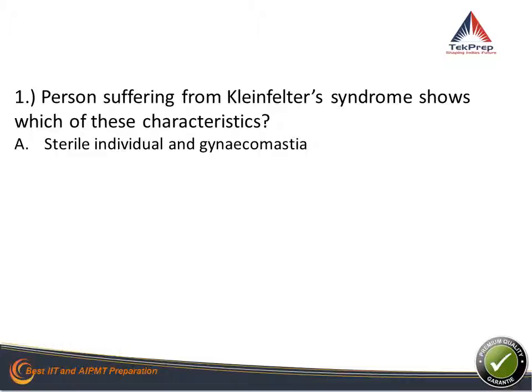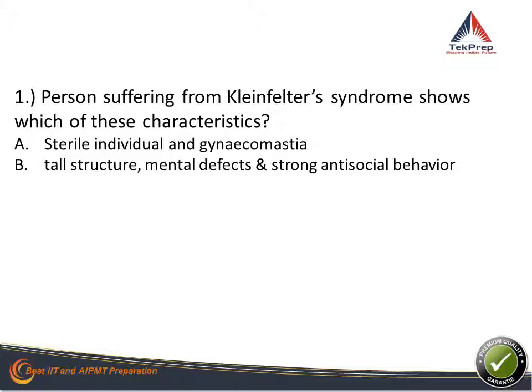So sterile individual and gynecomastia, well, that looks like a very good right option, but however, look at the second option. They are tall structured, have mental defects and have strong antisocial behavior. Well, let me start from the back, which is strong antisocial behavior. A person with KS is normally quieter, less assertive, less physically active, more helpful and eager to please, and more obedient or more ready to follow directions. So definitely that does not show strong antisocial behavior.